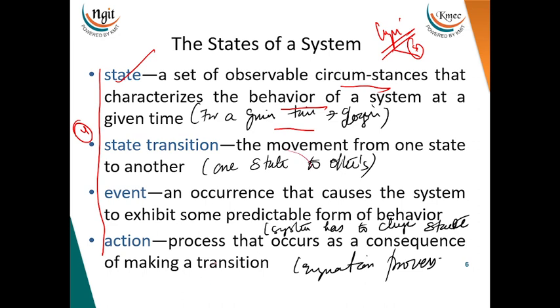Event: the system has changed from state 0 to 1. Here it has already gone to 1. It is in one state. An event occurs that causes the system to exhibit predicted behavior. Once it goes to action, it executes the process. Action, executing the process, correct? So there are 4 points which are very important. State: you have to observe the circumstances, and based on that we move forward. State transition is where we are going from 0 to 1. Event: we are already at 1. And action is the execution process, or control process, we can call it.